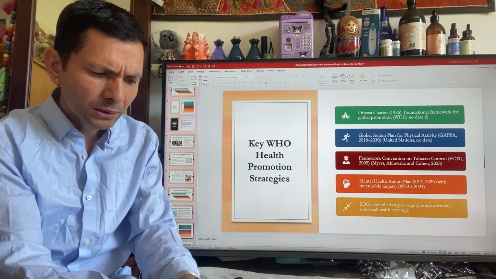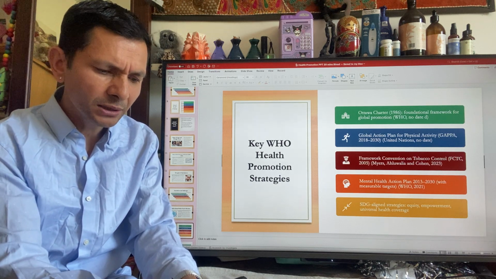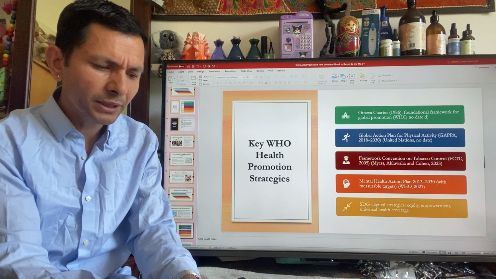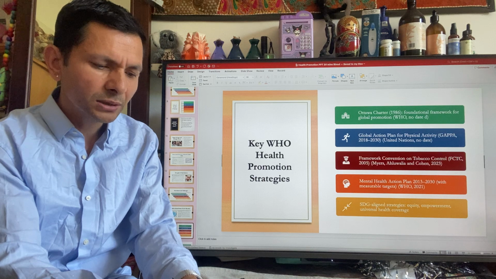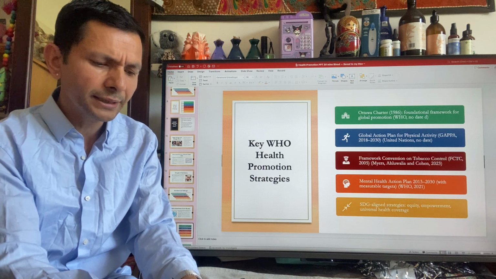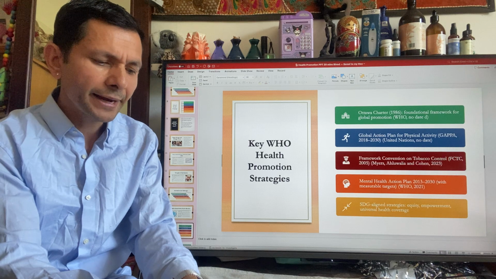WHO uses a range of strategy frameworks to support global health promotion. One of the most fundamental is the Ottawa Charter of 1986, which laid out the key principles of enabling, mediating, and advocating for health.